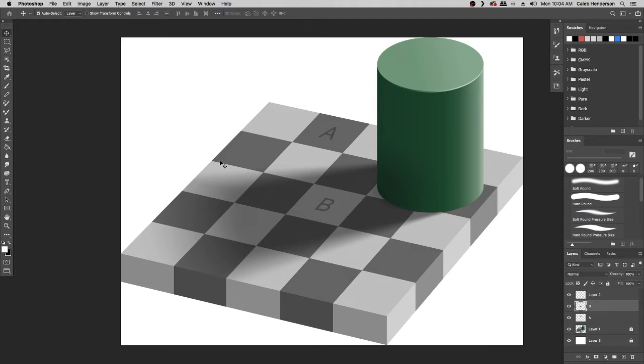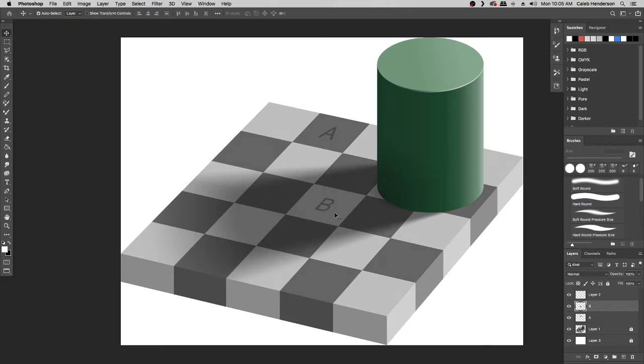problem. And if you were to ask me, I know this trick, and this is a trick. I know this trick, and if you were to ask me, just looking at this image, which one is lighter and which one is darker, I would say A is a darker square, B is a lighter square. That's just the way it looks. Let me show you what the reality is.